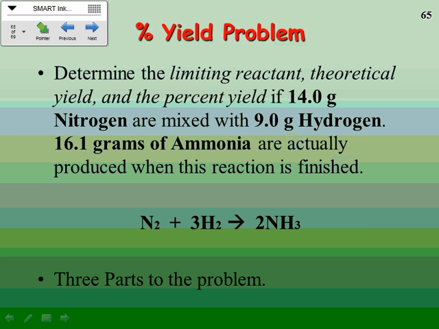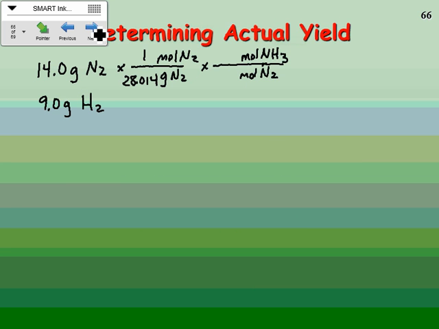Okay. So the mole ratio for N2 to NH3 is a 1 to 2 ratio. 1 mole of N2, 2 moles of NH3. Then we need to figure out the mass of our NH3. 17.0307. Okay, that sounds right. So there's that one.